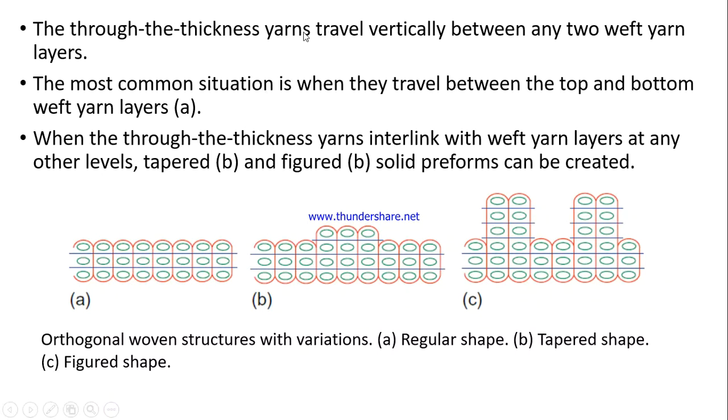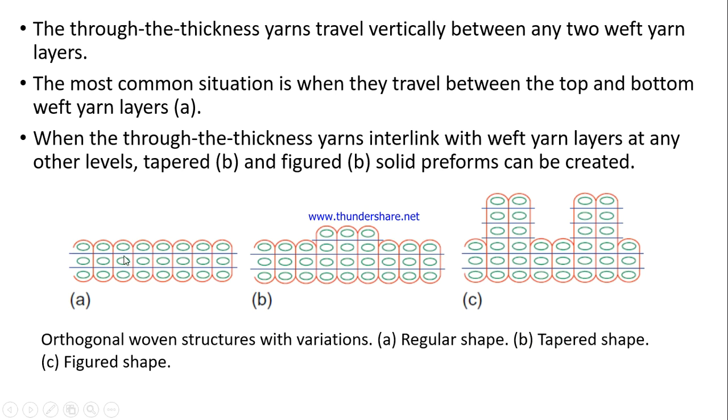Through the thickness yarn travel vertically between any two weft yarn layers. So the binder yarn, which are actually binding through the thickness, at least they should bind the two layers of weft yarn. The most common situation is where they travel between the top and bottom weft yarn, where you can see in this particular cross-sectional diagram, figure A, this red yarn that actually binds the full thickness. Okay, the most common situation is this, when they travel between the top and bottom weft yarn layers.